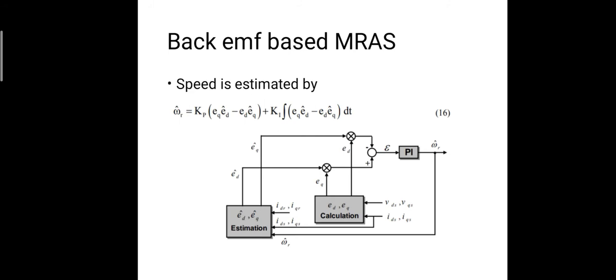Next one is back EMF based MRAS. The open integration is circumvented in this approach. Other than in MRAS based on rotor flux, there are no low pass filters that create a bandwidth limit. The back EMF is calculated from the reference model based on the terminal voltage and current, where E vector is the back EMF estimated from the adjustable model, and the speed is estimated by using the given formula.